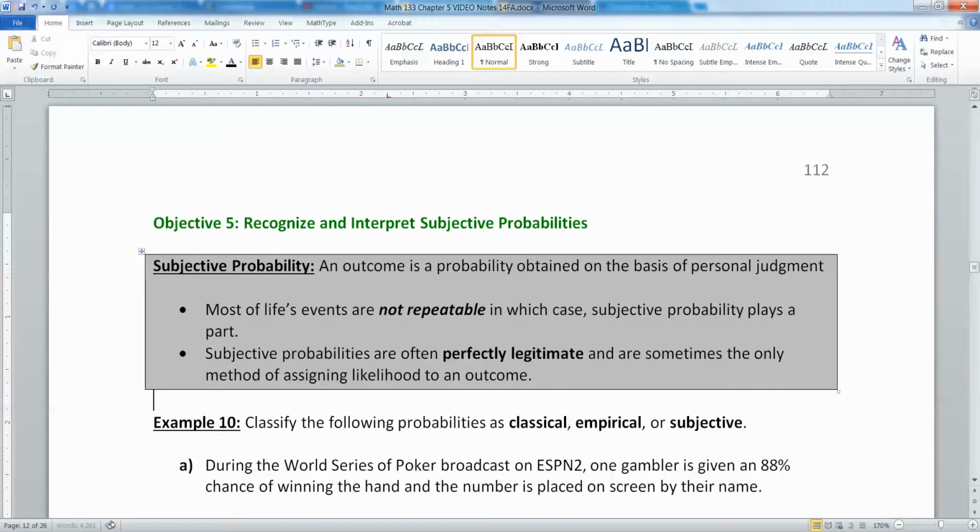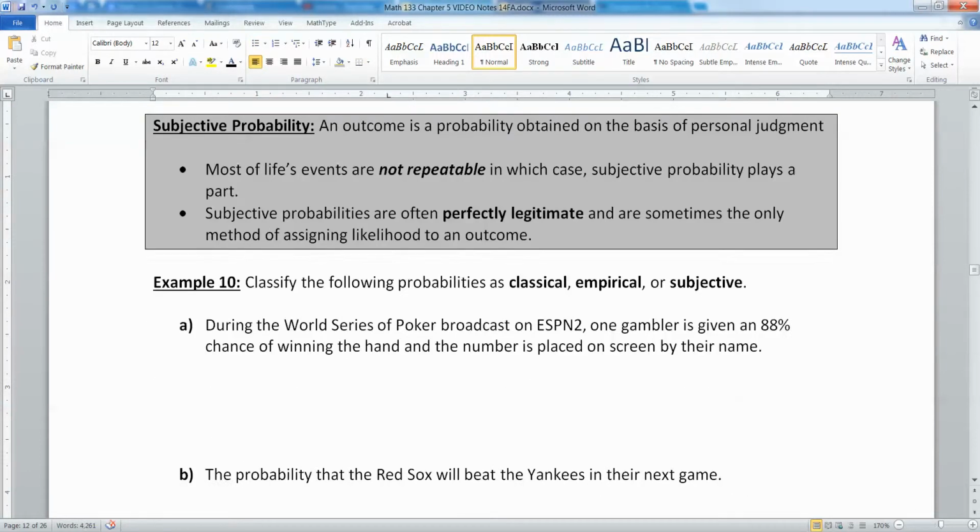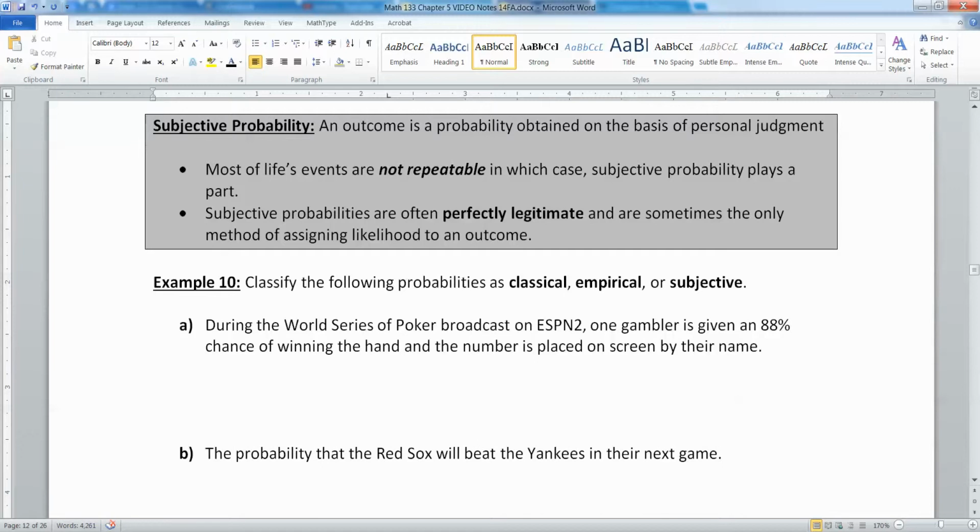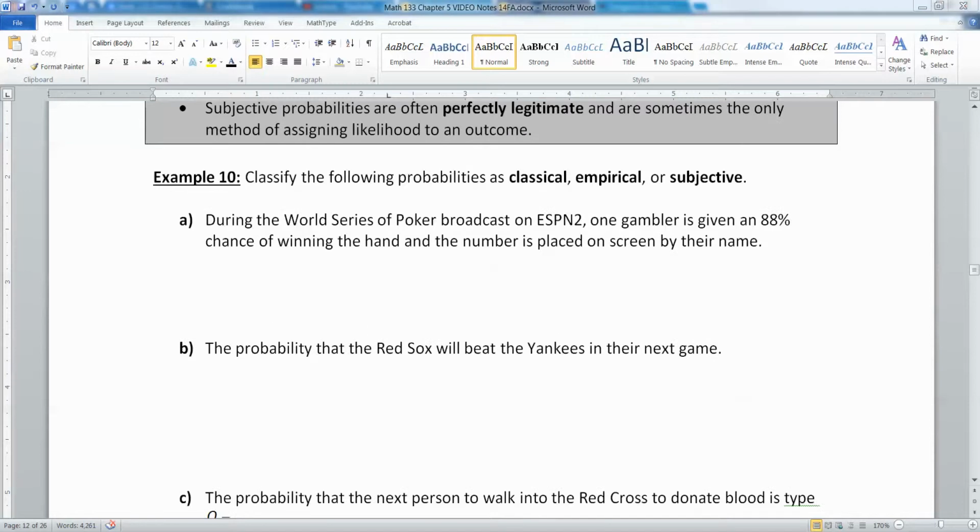All right, so let's suppose during the World Series of Poker broadcast on ESPN2, which is very fun to watch, I highly recommend it, they flip over their cards, and then on the screen it'll show the person's percent chance of winning with that hand. So you see their cards and they say 88% chance right by their name on the screen. What kind of probability is that? And that is very much a classical probability.